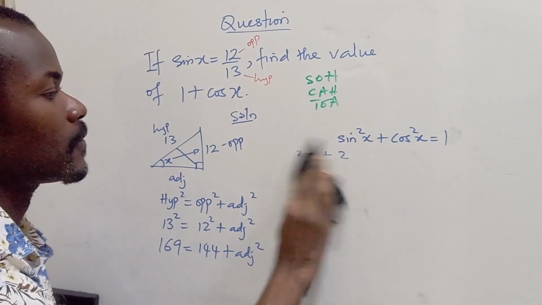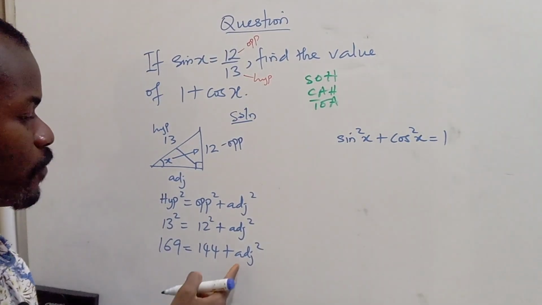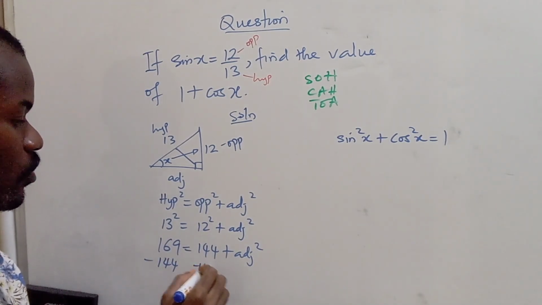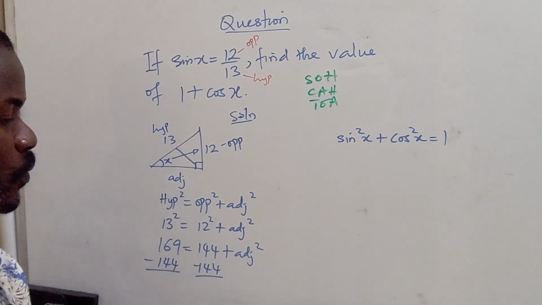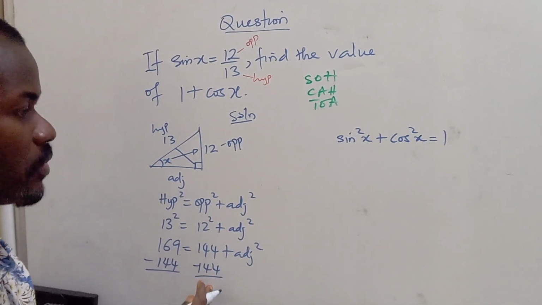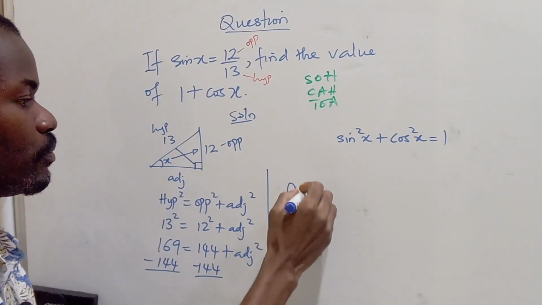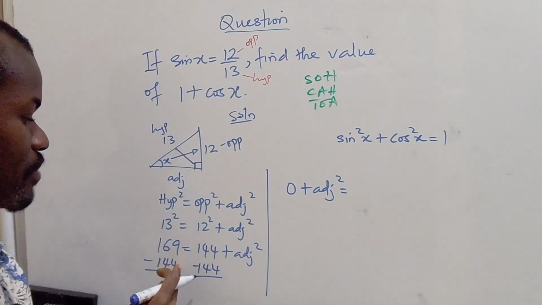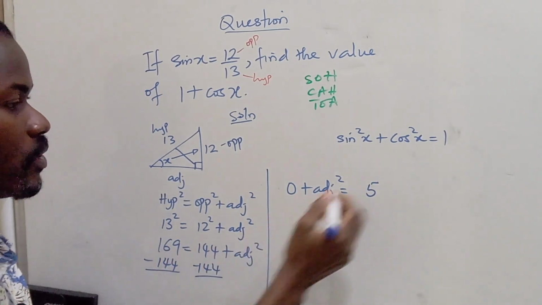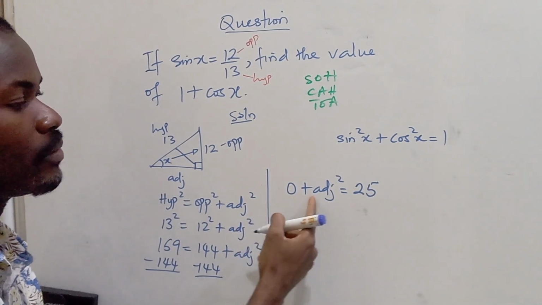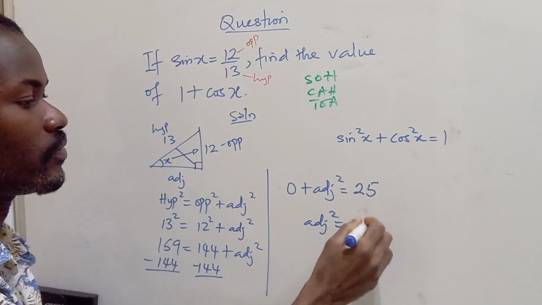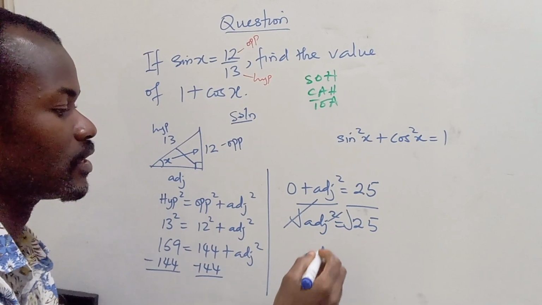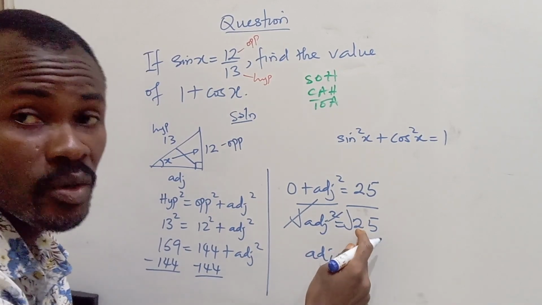Now, to be able to get our adjacent, we want to subtract 144 from both sides. So 144 minus 144 is going to give us 0. So I have 0 plus adjacent squared is equal to 169 minus 144. 9 minus 4 is 5, 6 minus 4 is 2, 1 minus 1 is 0. So adjacent squared is equal to 25. Now we'll take the square root of both sides to get the adjacent. Our adjacent is equal to the square root of 25, which is 5.